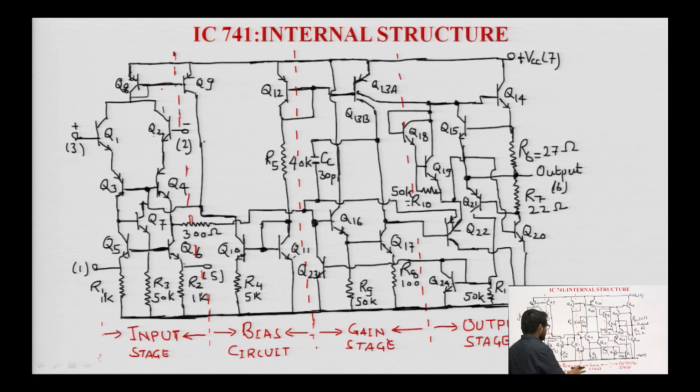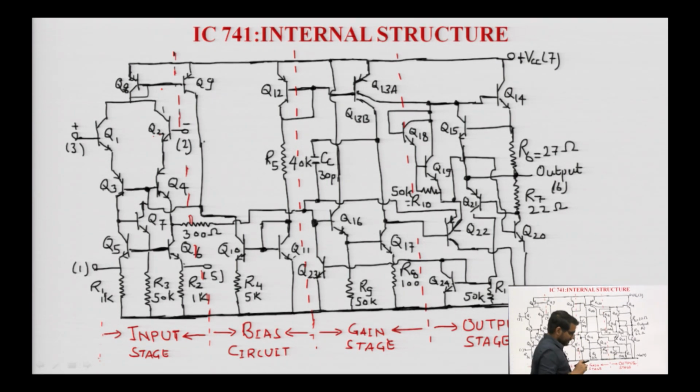Now, the third stage is the gain stage. The gain stage is formed with the common collector transistor, that is the emitter follower Q16, and also another transistor Q17. Basically Q16 and Q17 form the Darlington pair, which is useful to amplify or increase the gain.